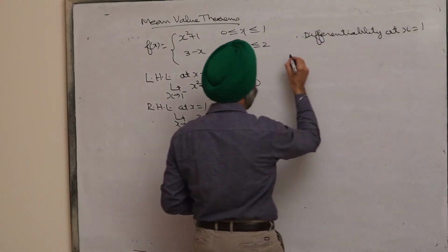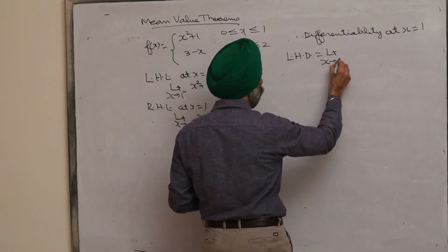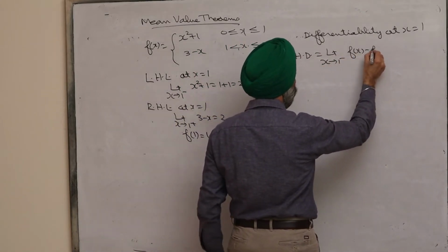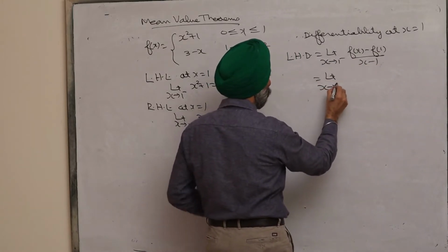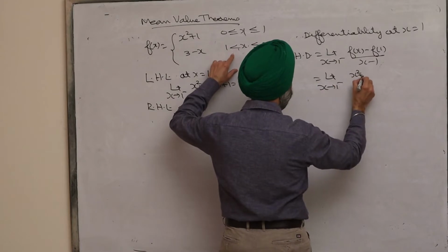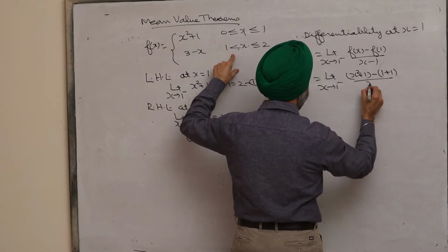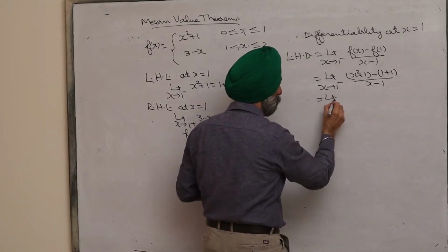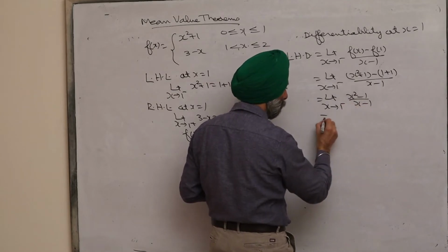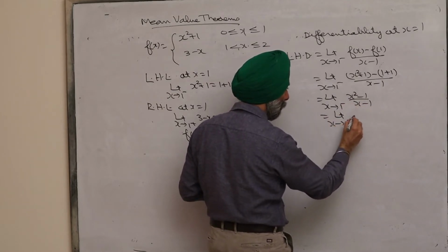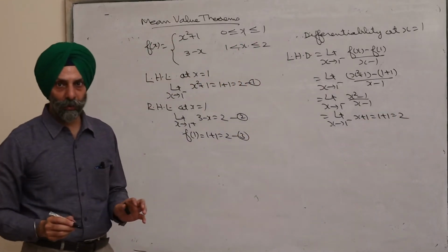Now differentiability at x = 1. The left hand derivative is the limit as x approaches 1 from the negative side of (f(x) − f(1)) upon (x − 1). This is the limit as x approaches 1 negative of (x² + 1 − (1 + 1)) upon (x − 1). So this is the limit as x approaches 1 negative of (x² − 1) over (x − 1), which is (x + 1), equal to 2 here. So the left hand derivative is 2.